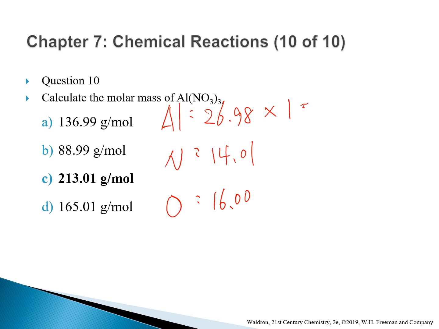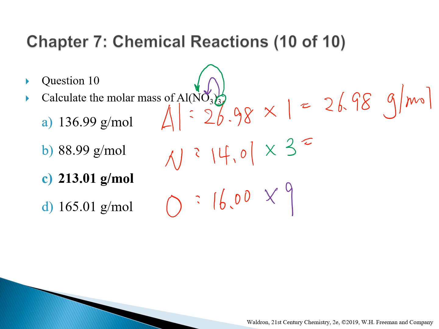Obviously, there's only one aluminum, so you multiply by 1, and you have 26.98 grams per mole. Nitrogen. So remember, I'm going to put in a different color. There is a 3 outside the parentheses. You need to multiply everything by 3. So you will have 3 nitrogen. What about oxygen? You're going to do the same. 3 times 3, so you have 9 oxygen.